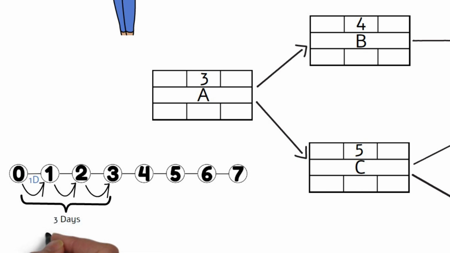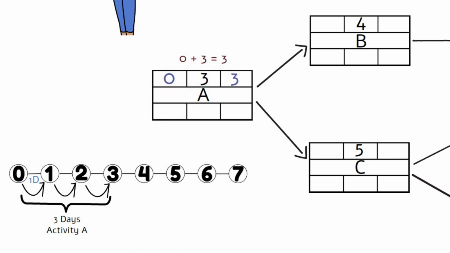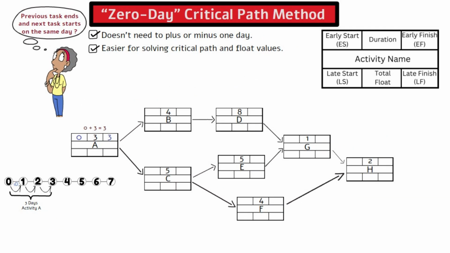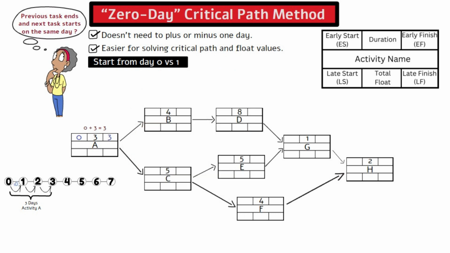So activity A starts on day 0 and finishes on day 3 as the early finish. Using math, it is simply 0 plus 3 equals 3. At this point, you may wonder, do I have to start the timeline from day 0 or can I start from day 1? You can, but starting from day 0 has 2 benefits.